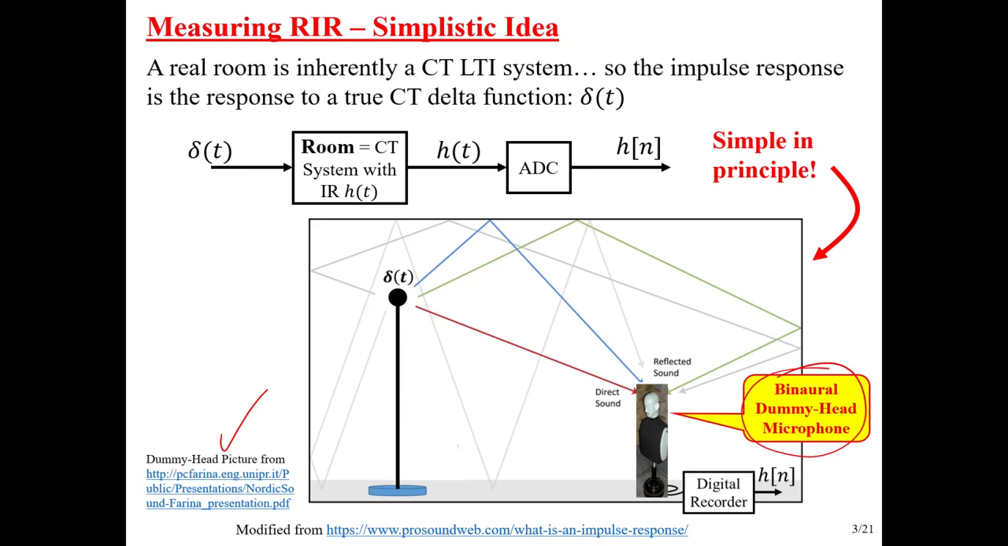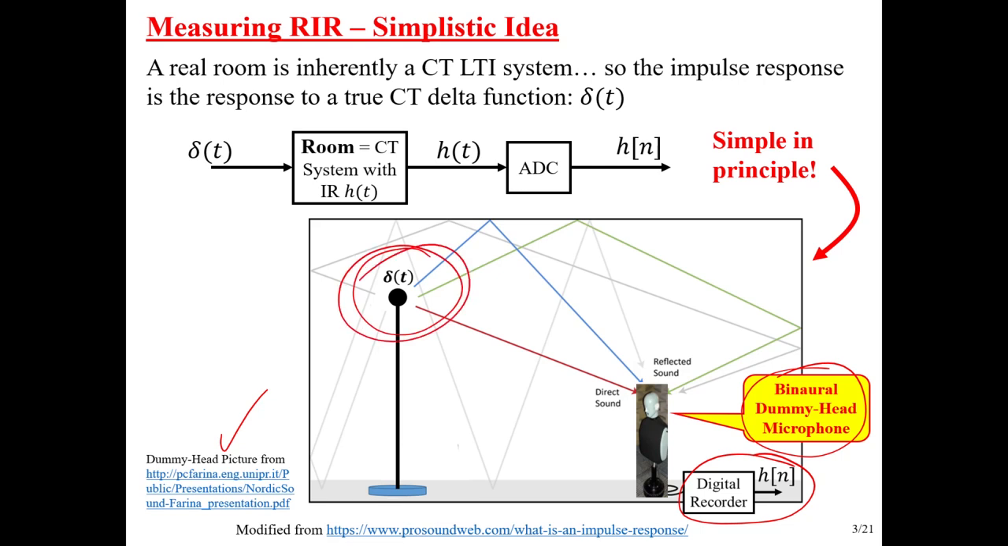You put a microphone in each ear position, and you can record a stereophonic version of the impulse response. But that's not the focus of what we're talking about here, but just wanted to point that out. And then we record it, and we have the impulse response. So it looks simple in principle. The question is, how do we make that delta function?